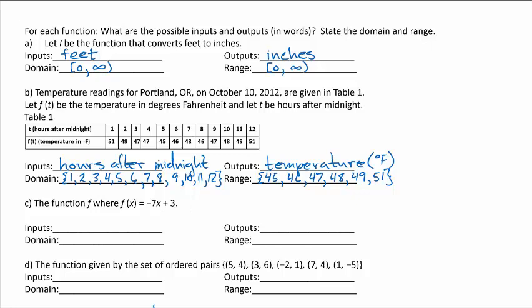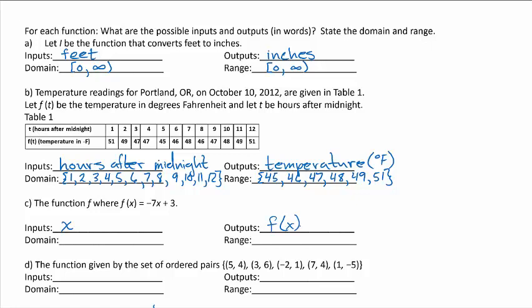Now we've got another example that's just giving us a formula. It doesn't give us any real-world context or anything. It just says the function f, where f of x is negative 7x plus 3. Hopefully most of you will recognize this as being linear, of the form mx plus b. I wouldn't even need to go to the graph to know that it's linear. With f of x equal to something, the input is x, and the output is f of x.